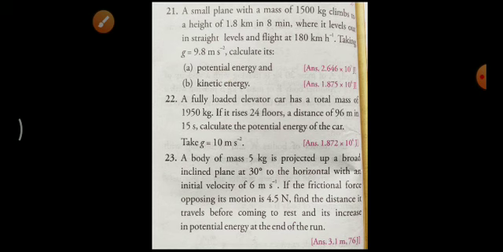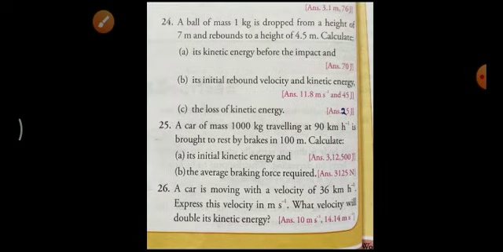Then the next question, number 24. A ball of mass 1 kilogram is dropped from a height of 7 meter and rebounds to a height of 4.5 meter. Calculate its kinetic energy before the impact, that means before striking the ground, and its initial rebound velocity after striking the ground, when it rebounds into the air again, and its kinetic energy at that time. Then the loss of kinetic energy also we need to calculate.